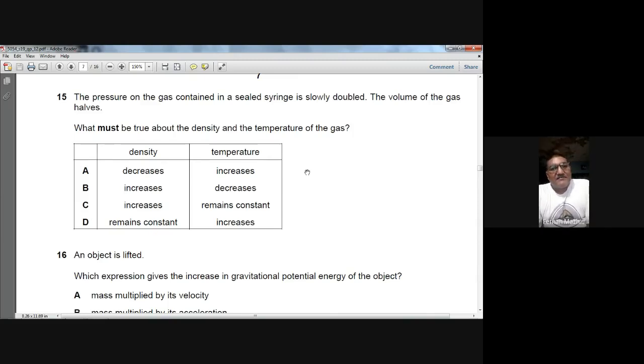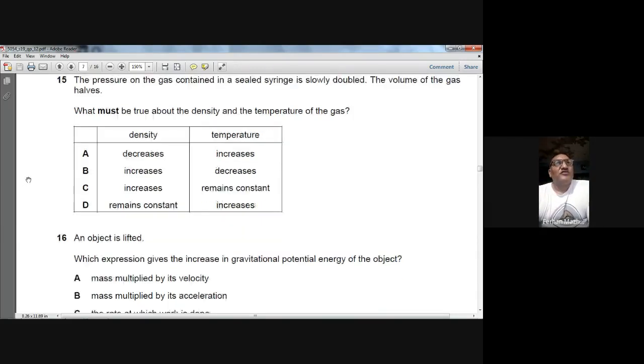Density increases because the volume has reduced and the mass of the gas is still the same. And the temperature, we are changing volume and pressure, so we assume that the temperature does not change. In our course, the 3 things do not change together: volume, pressure, and temperature. When we study the gas laws, we only change 2 things. The 3rd thing is always kept constant. So C is the option.